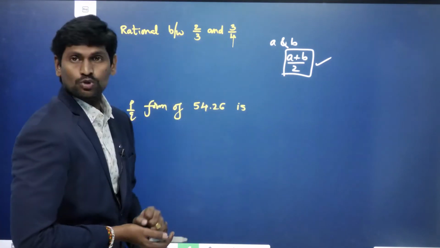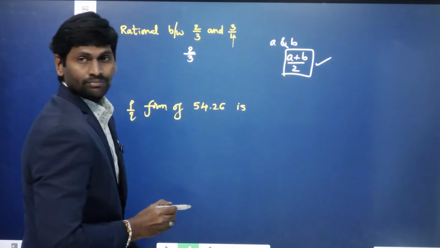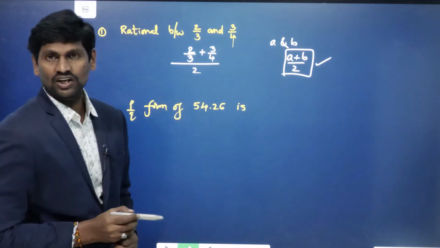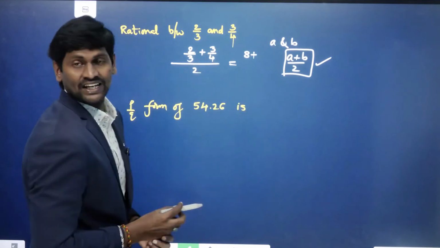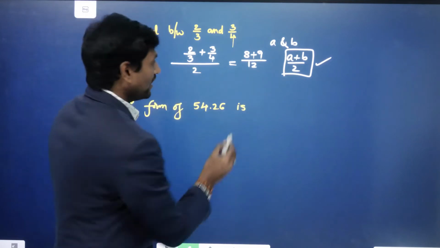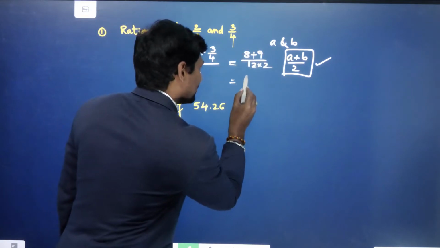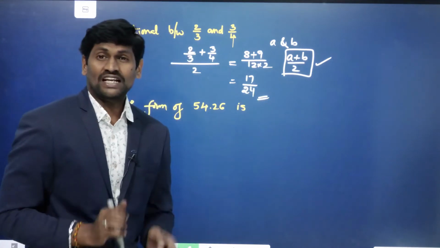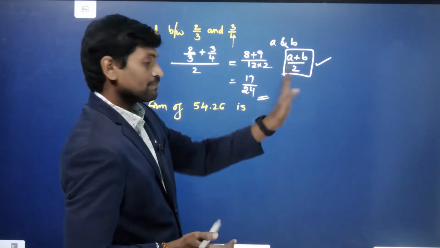Let us compare. A value is 2 by 3, B value is 3 by 4. So the rational number between them is (A plus B) whole by 2. Let us cross multiply: 4 twos are 8, plus 3 threes are 9, over 4 threes are 12, and the denominator is also 2. So 8 plus 9 is 17, over 12 twos are 24. So 17 by 24 is the rational number which lies exactly between 2 by 3 and 3 by 4. For that we use the formula (A plus B) by 2.